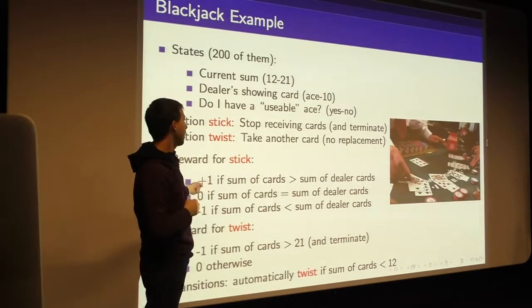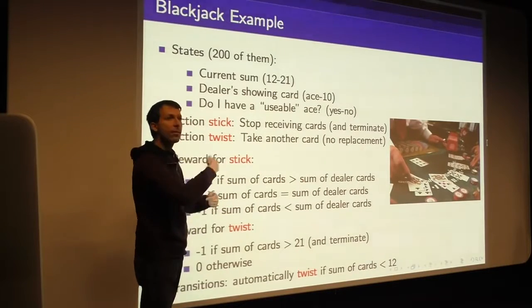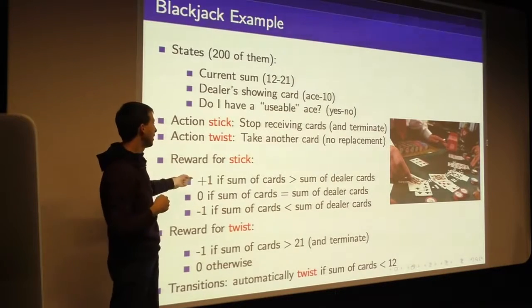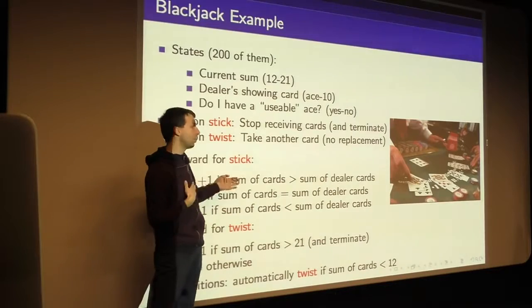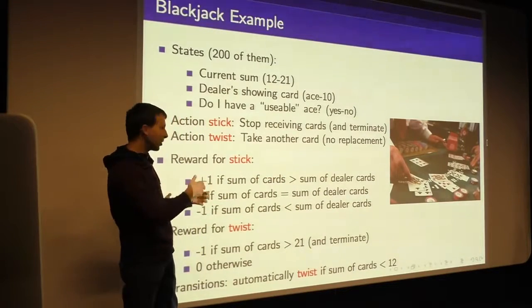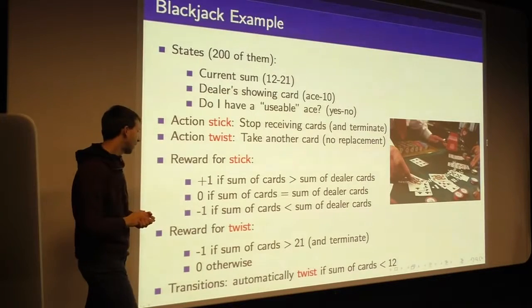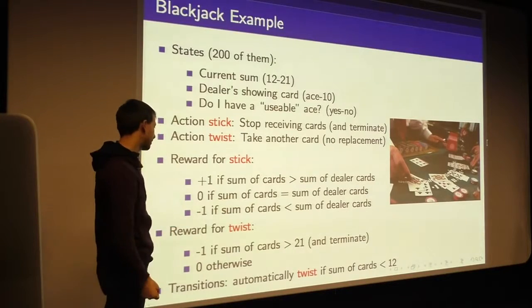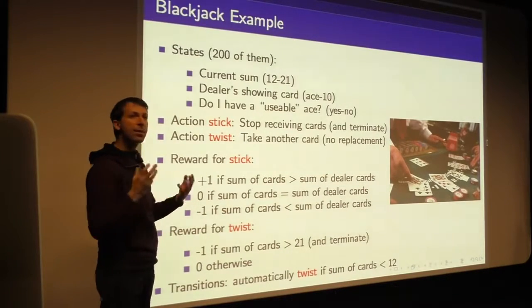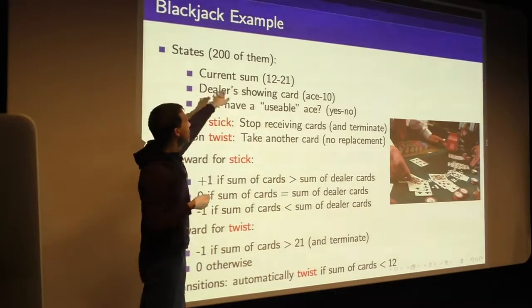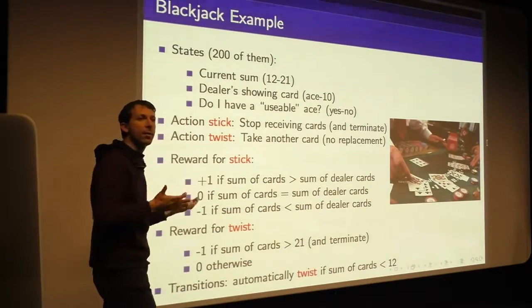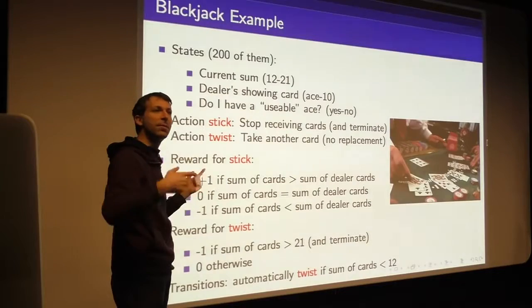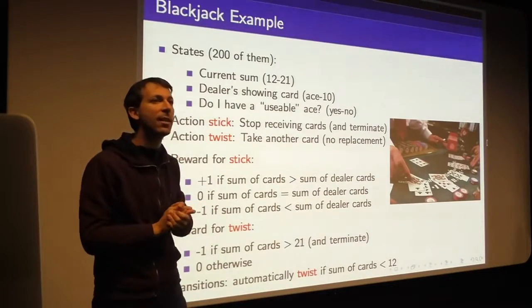If you do stick, then the dealer plays out the game. You just think of that as the turn of the environment. The dealer plays out the game all the way to the end, which is like 1 step of the environment. Then you get +1 reward if your sum is greater than the dealer's sum, 0 if it matches, and -1 if you've got less. If you twist, then you get -1 if you go over 21, because you go bust, and 0 otherwise. For the transition structure of this MDP, the only thing we're going to add is that if you've got less than 12, we automatically twist. That's just part of the MDP, so you only make actions where there's an interesting action to make. There's this sort of auto twist as part of the environment if you have less than 12.